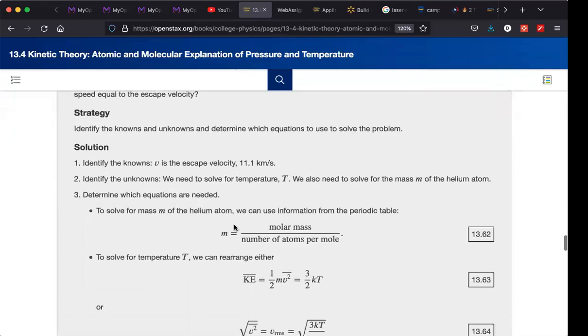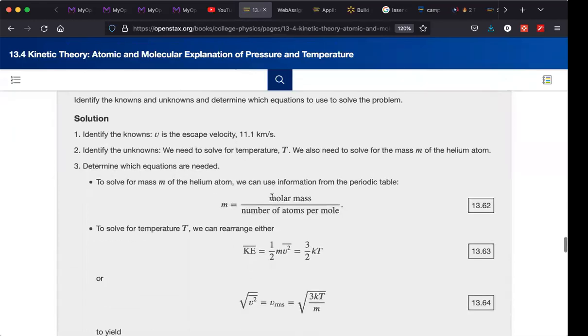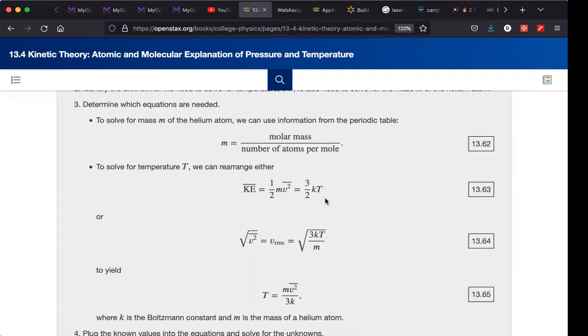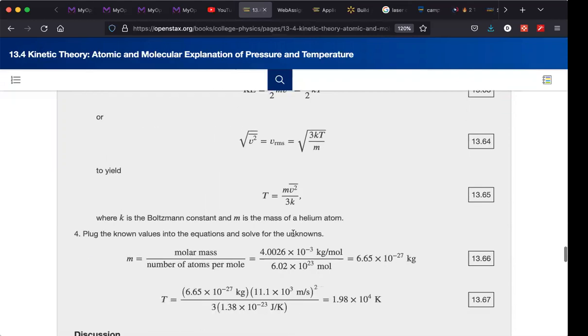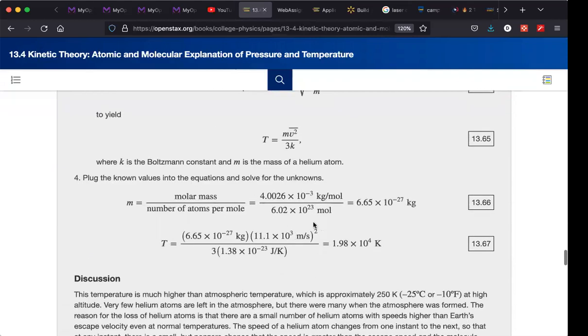Well, to get the mass, we take the molar mass over the number of atoms per mole. They call that molar mass rather than atomic mass, but anyway, you can get the molar mass of helium from the periodic table. Then we use either this equation or this equation to calculate temperature. Let's go ahead and do the first one. Calculate the molar mass from the periodic table, then calculate the temperature: 1.98 times 10 to the 4 Kelvin.